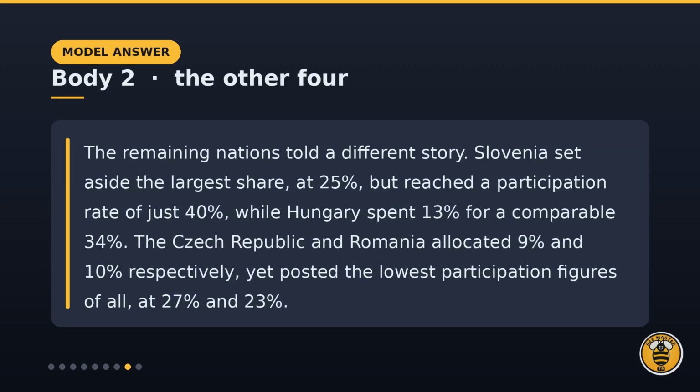Body paragraph 2 groups the remaining 4 nations. The remaining nations told a different story. Slovenia set aside the largest share at 25%, but reached a participation rate of just 40%, while Hungary spent 13% for a comparable 34%. The Czech Republic and Romania allocated 9 and 10% respectively, yet posted the lowest participation figures of all at 27 and 23%.